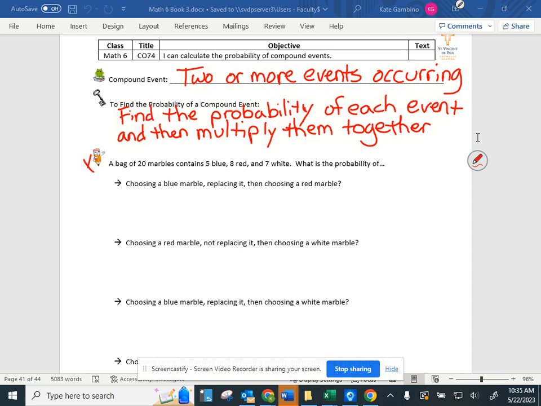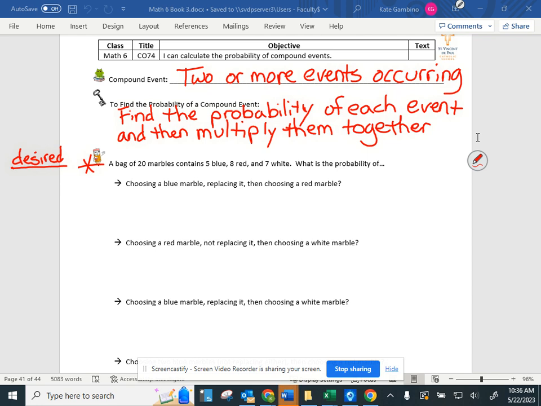So we're going to look at, if I have a bag of 20 marbles that contain 5 blue, 8 red, and 7 white. Who remembers how we find the probability of one event? What should I write down for my fraction? James? You do the outcome. So it's the desired outcome. So what you want to happen.